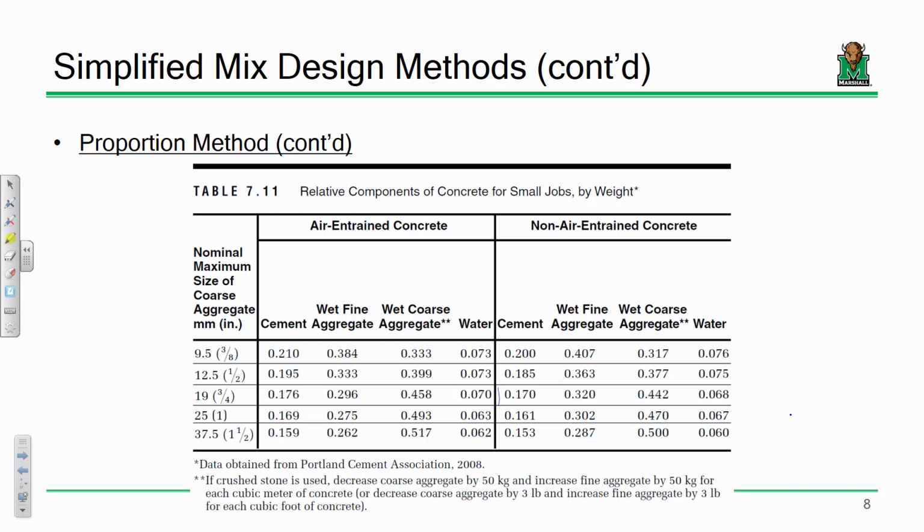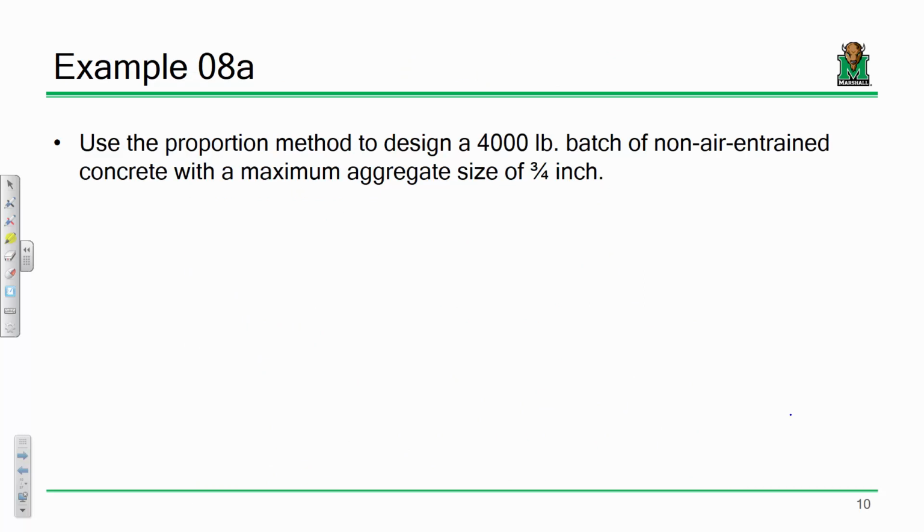So I'm literally looking at these numbers here. Make sense? Everybody okay with that? So non-air-entrained concrete, 3/4 inch nominal maximum aggregate size. Here are my proportions: 0.17, 0.32, 0.442, and 0.068.